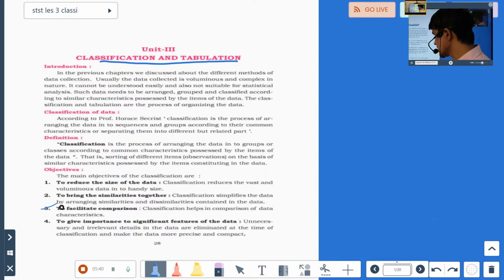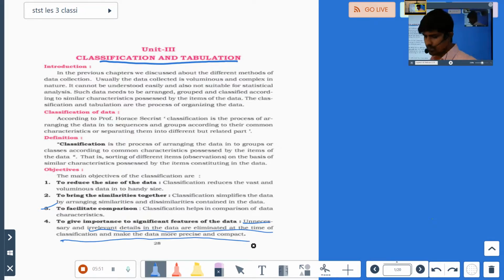Then to give importance to significant features of data. Okay, what do you mean? This means some unnecessary and irrelevant details in the data are eliminated at the time of classification and make the data more precise and compact.